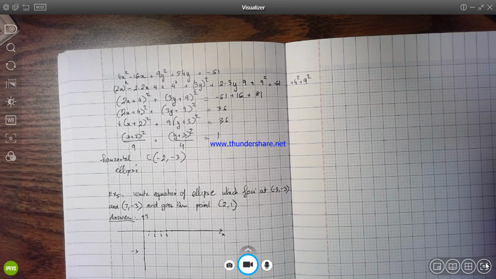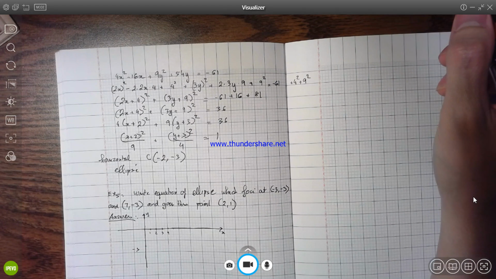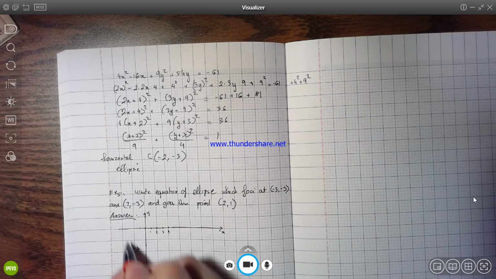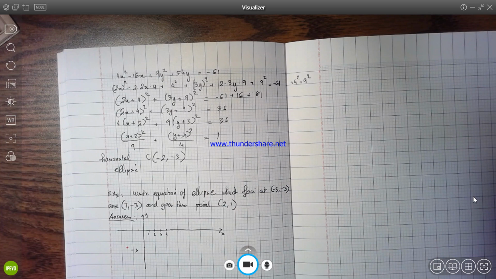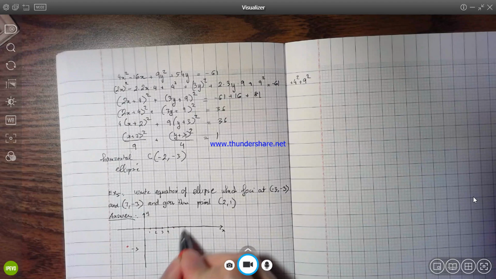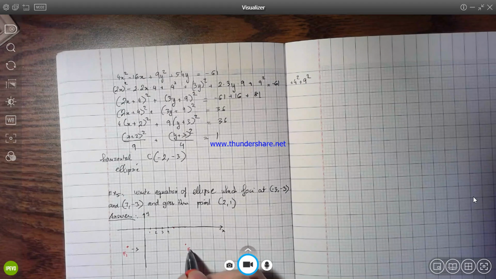So the focus is -3, -3. Oh, -3, -3 is on this side, guys. So -3, -3 is right here. So this is one of the foci. We don't know whether it's f1 or f2. Let's locate the other point first. 7, -3, so 1, 2, 3, 4, 5, 6, 7, -3, right over here. So over here must be f1, and over here must be f2.